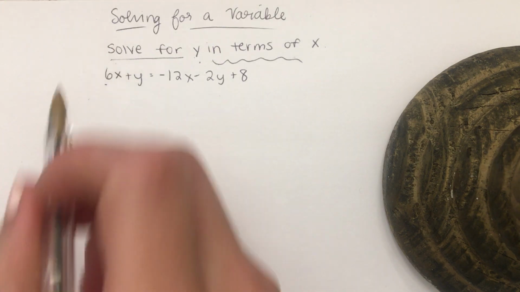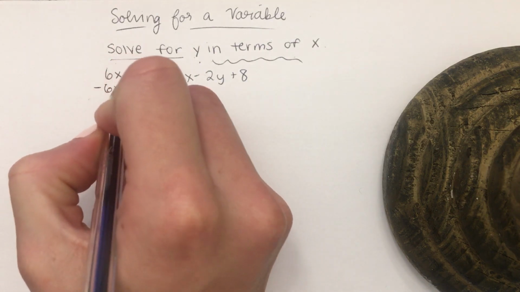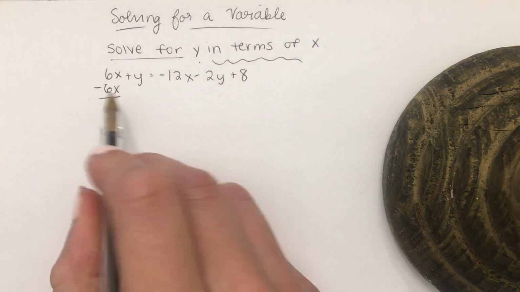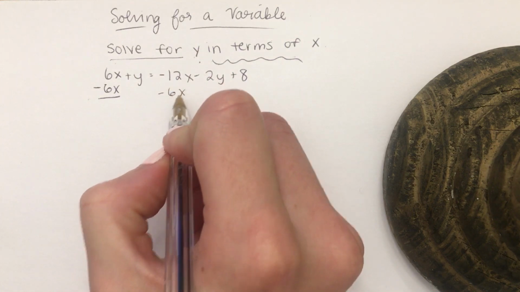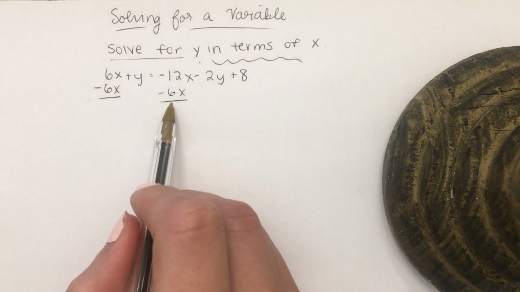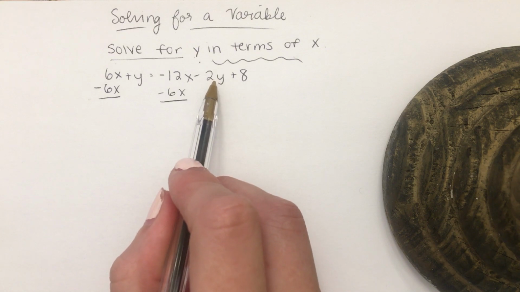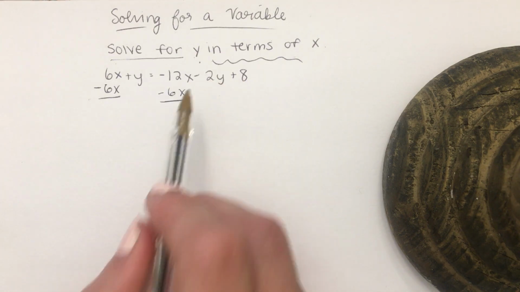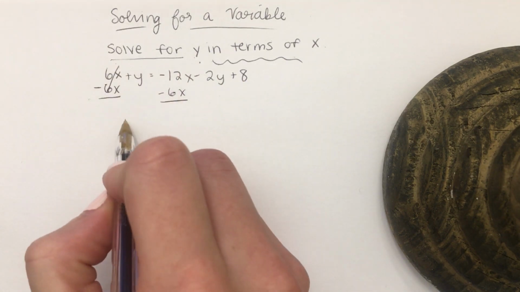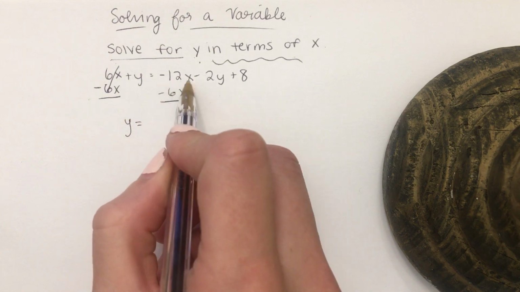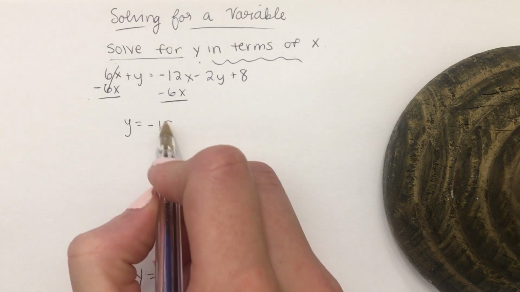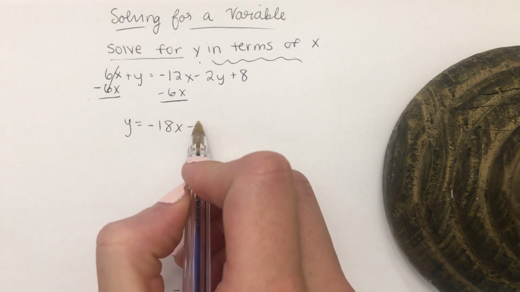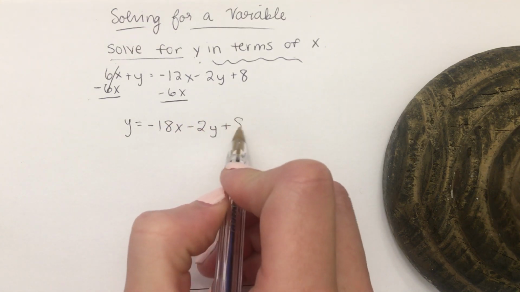So the first thing I'm going to do is move this 6x over. Again, anytime we move anything across the equal sign, we've got to do the opposite. And notice I'm only subtracting this 6x from my x term, because 6x is not a similar term to the y and the 8. So we're only combining like terms there. We get y equals negative 12x minus 6x, which is negative 18x. And then I still have my negative 2y and plus 8.